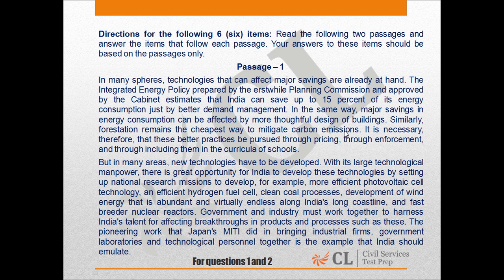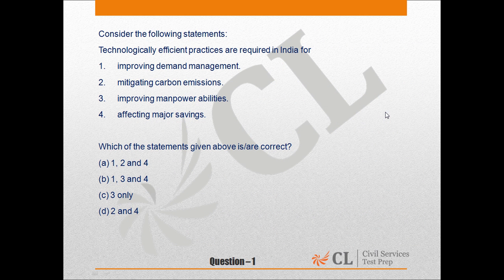So you see, mitigating carbon emission is mentioned here, and by better demand management, India can save up to 15% of its energy consumption. So major savings is also mentioned here. So option 2 and 4 are mentioned. Option 3 is not directly mentioned with relation to technologically efficient practices, and option 1 is a way of developing these practices and it's not a reason for it. So the answer to this question is D, 2 and 4.